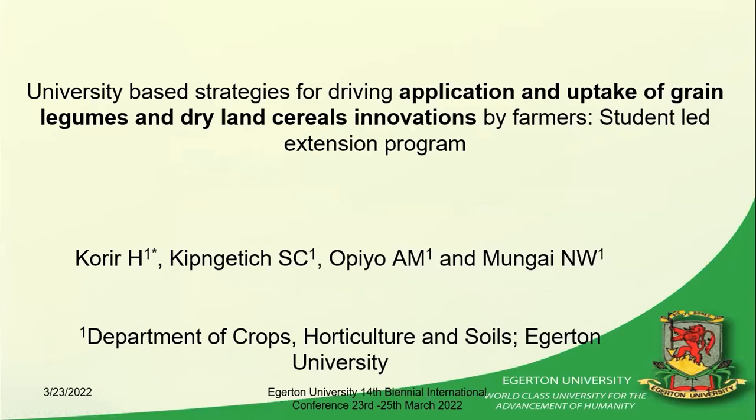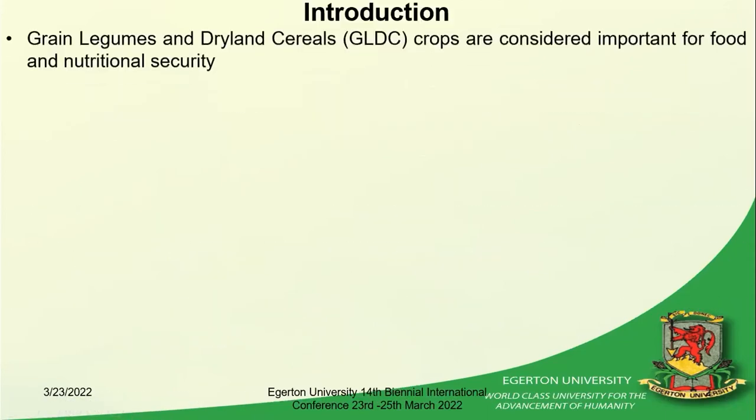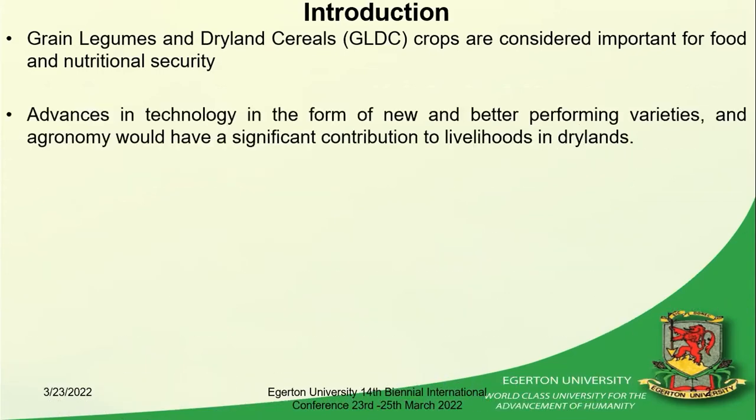I'm Ezekiel Korir, presenting on behalf of the other authors: Kipngetich Shadrach, Professor Opio and Professor Nancy Mungai, all from the CHS department. As an introduction, we have the grain legumes and dryland cereal crops. These crops are considered important for food security and the nutrition security they can offer. We know the issues of climate change, and most of these crops tend to struggle with the dry climate. Because of research, ICRISAT and other research organizations have come up with advanced technology: better performing varieties and agronomic techniques that can increase the yield of these crops.